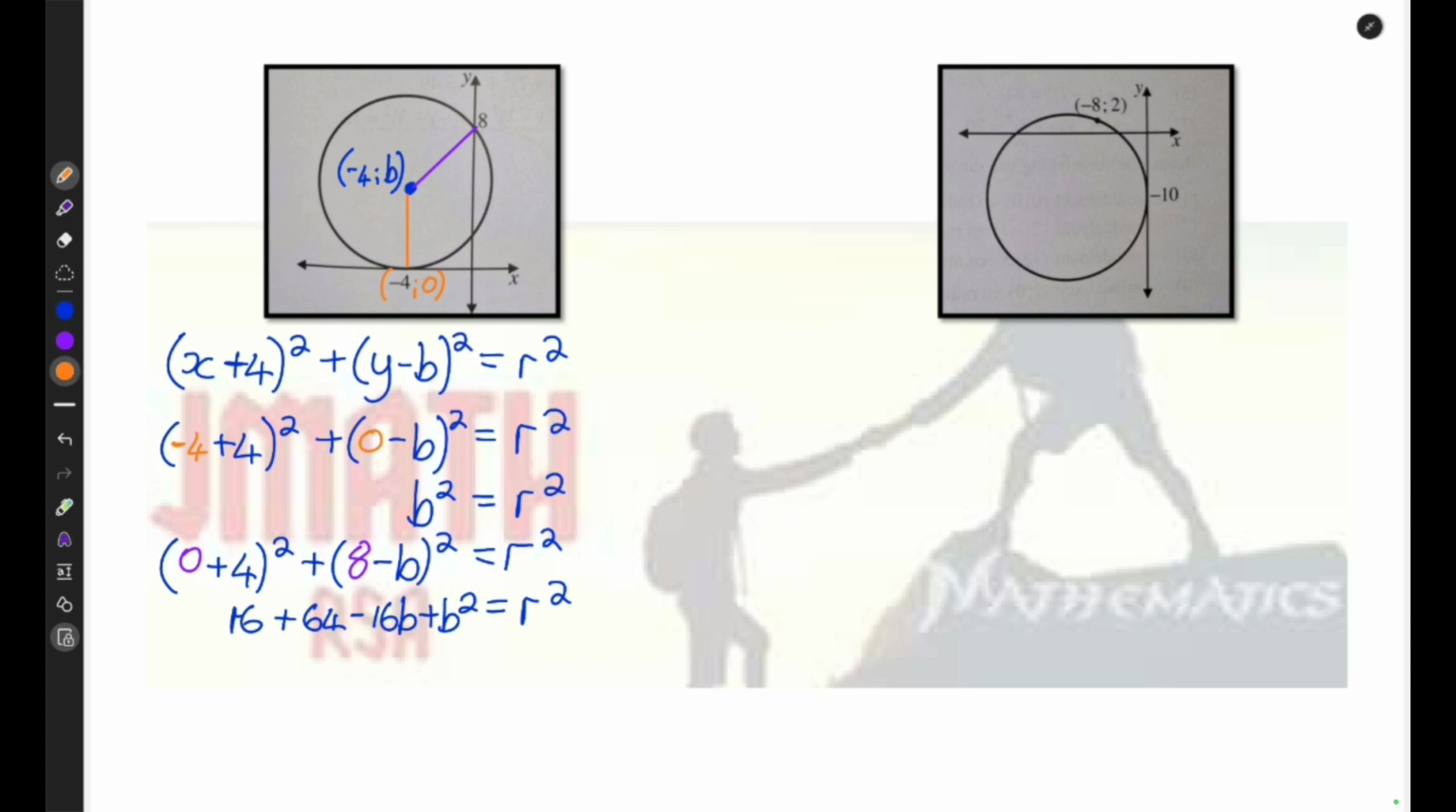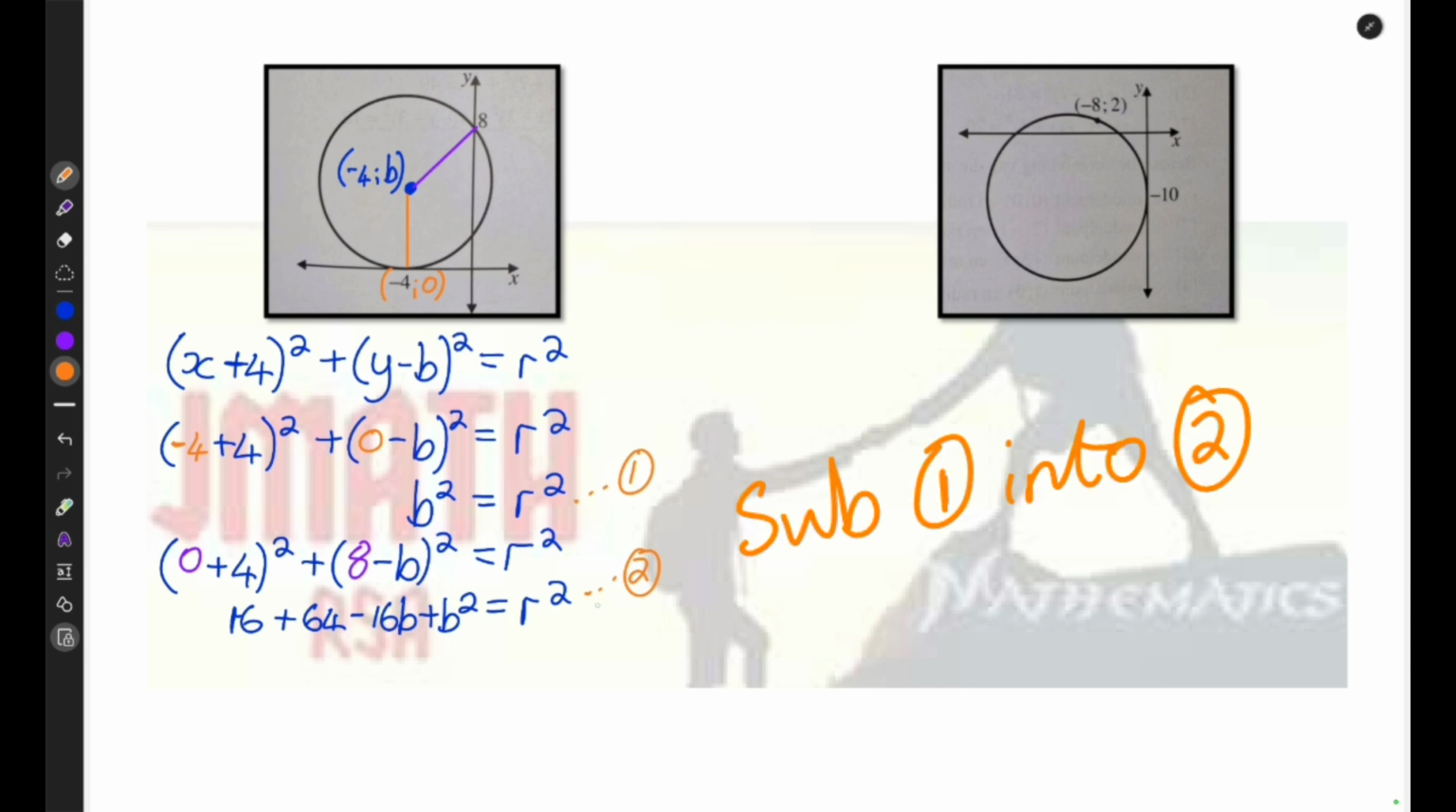Now, if you remember simultaneous equations, if that's equation 1 and that's equation 2, I'm now just going to sub in the value I got for equation 1 into equation 2, and therefore I can just say this is actually going to be b squared.